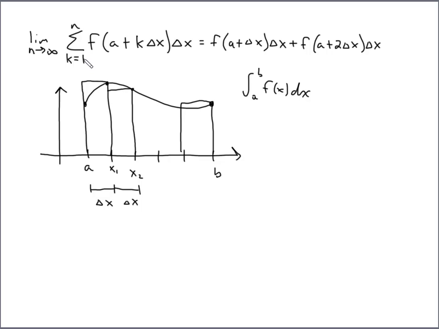If we were going to do a left endpoint approximation, all we would have to do is start this at 0 and end it at n minus 1. Because if we started at 0, then it would be f of a, because that would be a 0. So our first one would be the height here, and then our first rectangle would be like that instead. Okay, so left endpoint approximation: start at 0 and end at n minus 1.